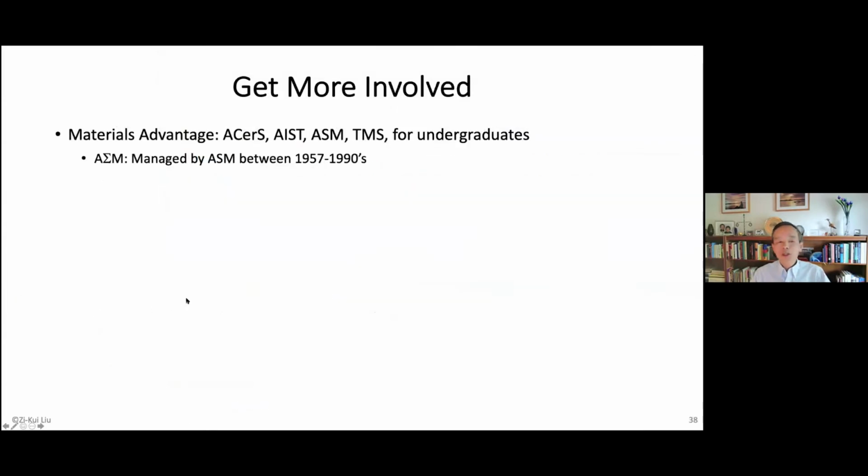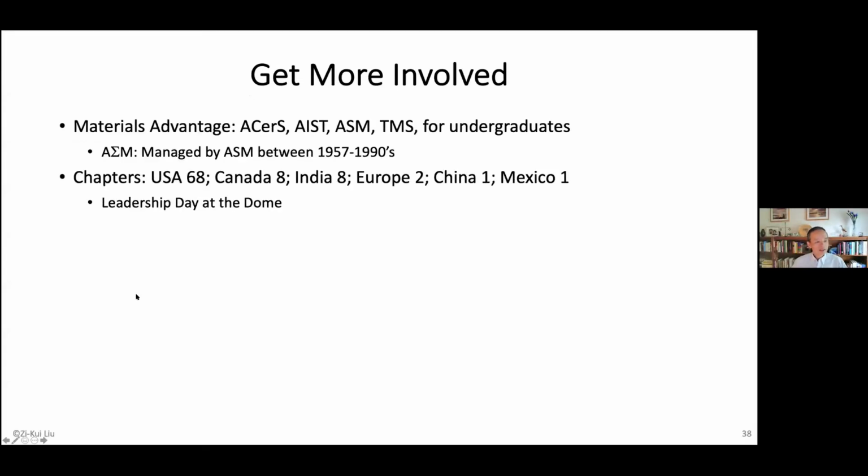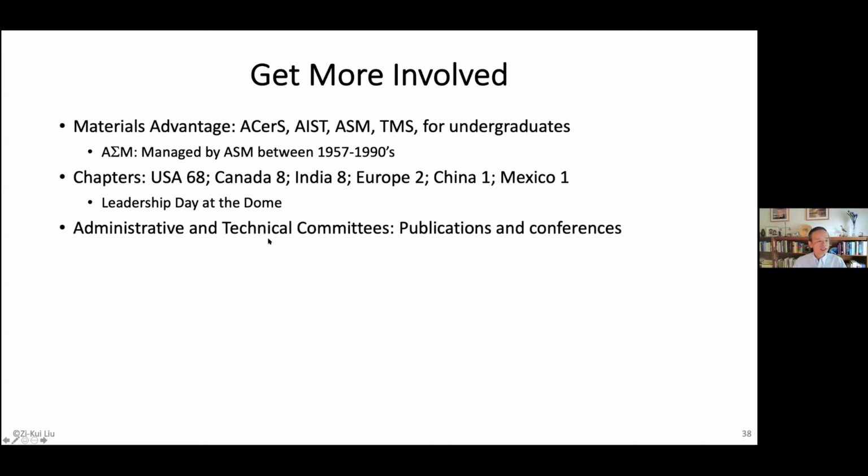Okay, so for the materials advantage students, as I mentioned, you are special because you are thinking far away from out of your box, and not only classroom. What's next? Well, you can join chapters. We have ASM chapters. We have 8 in India. I think it's 9 now, I believe. And then you can join the technical committees, get involved with publications and the conferences.